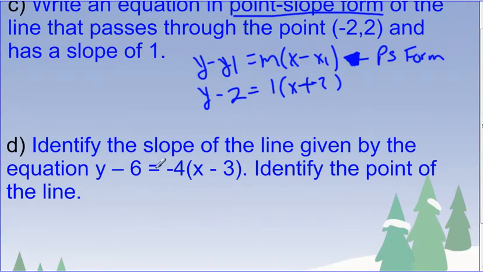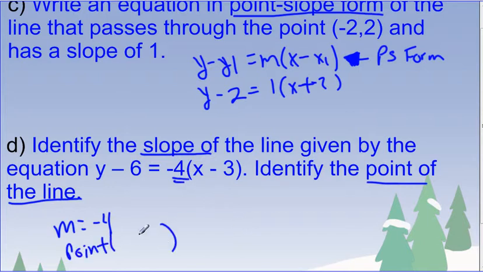Letter D, identify the slope. Did you read it? Identify the slope of the line given by the equation. Identify the point of the line. Well, the slope is negative 4. That's our slope. The point, see, the x value would be here. The y value would be here. That's the point, 3, 6. That's the slope, negative 4. So it's basically the reverse of this. Instead of plugging the information into the equation, it's giving us the equation, and we pull the information back out, slope and point.